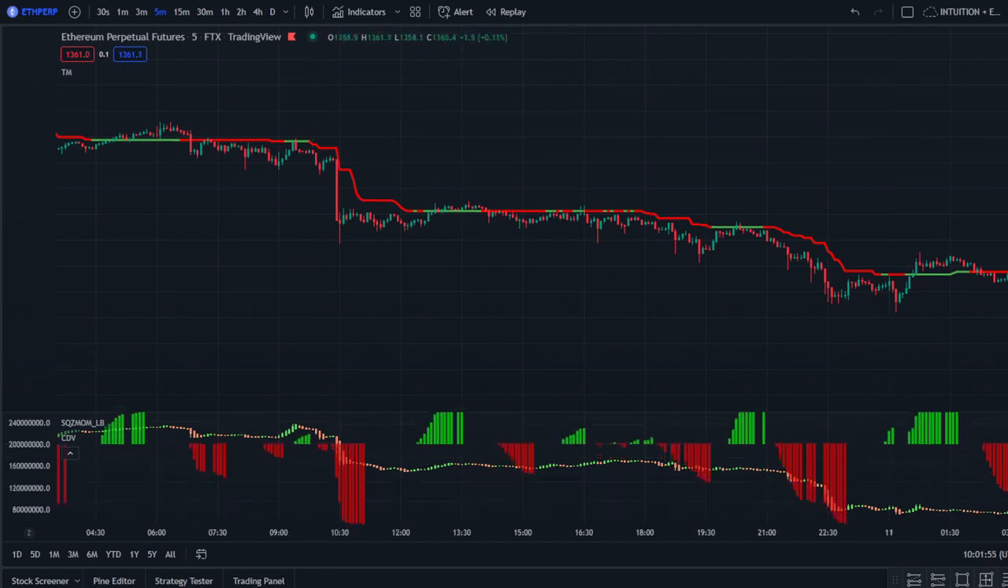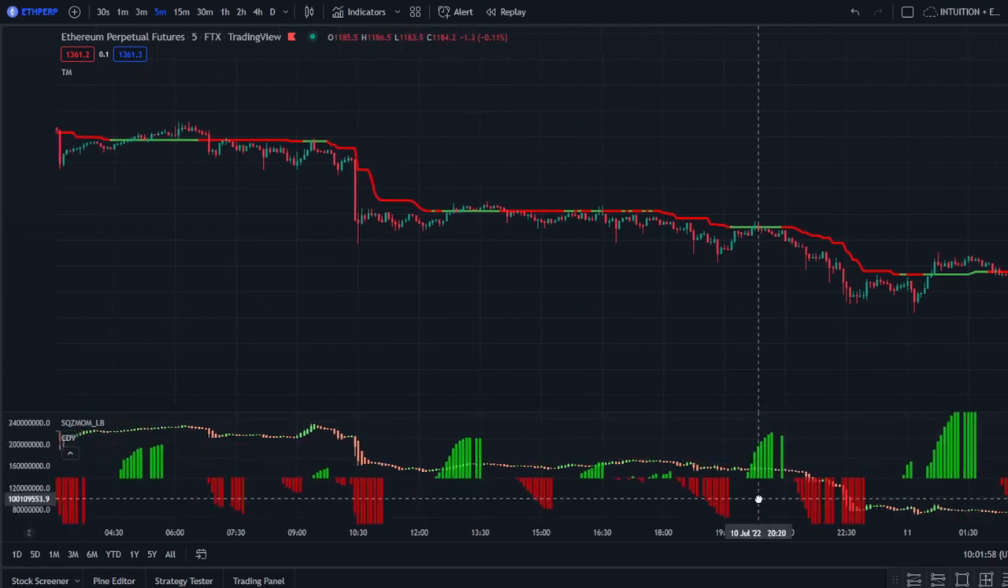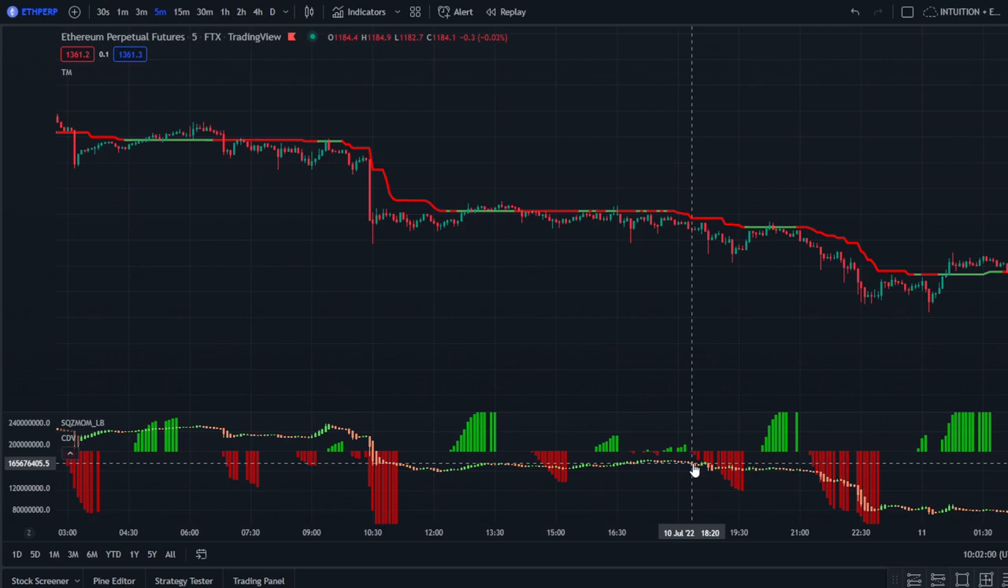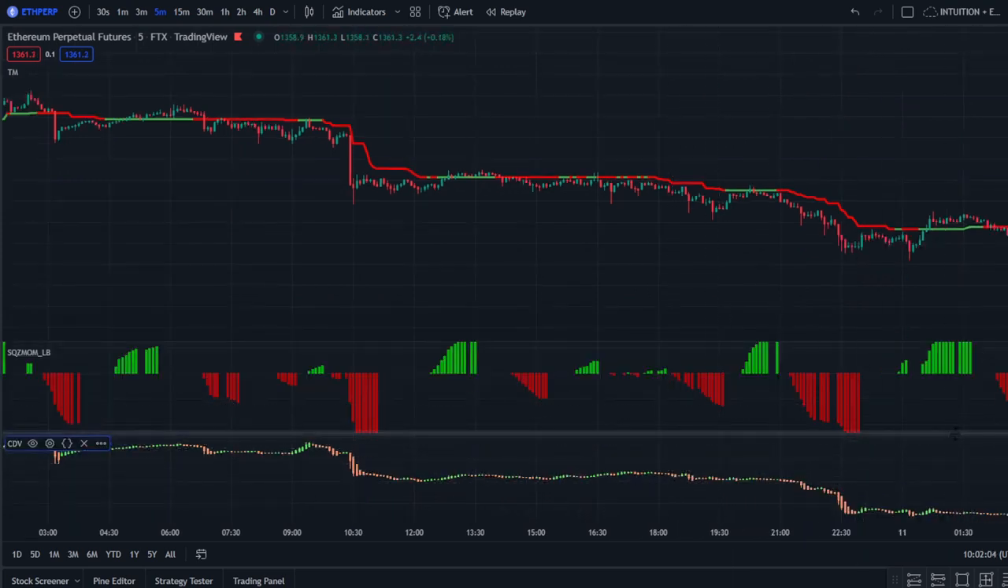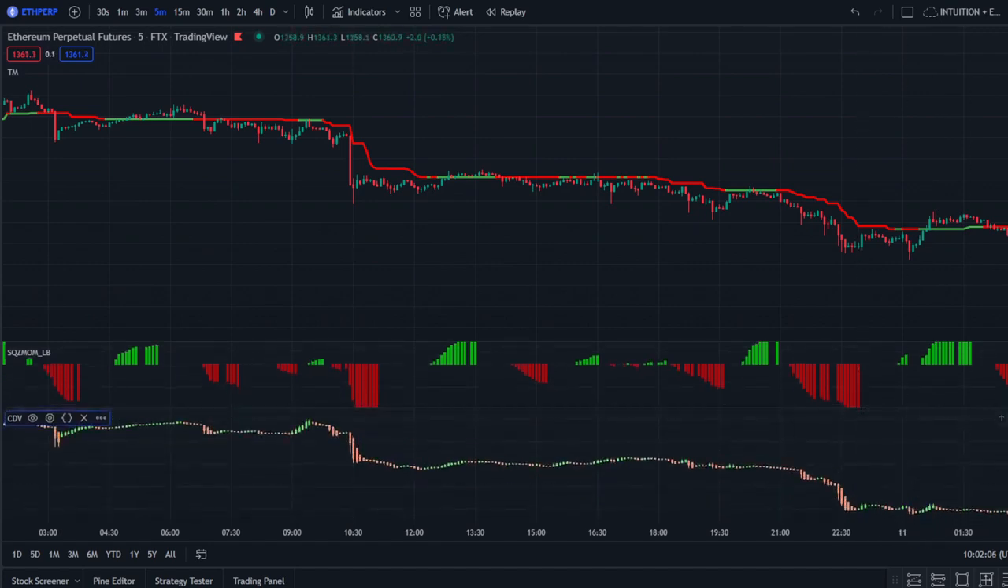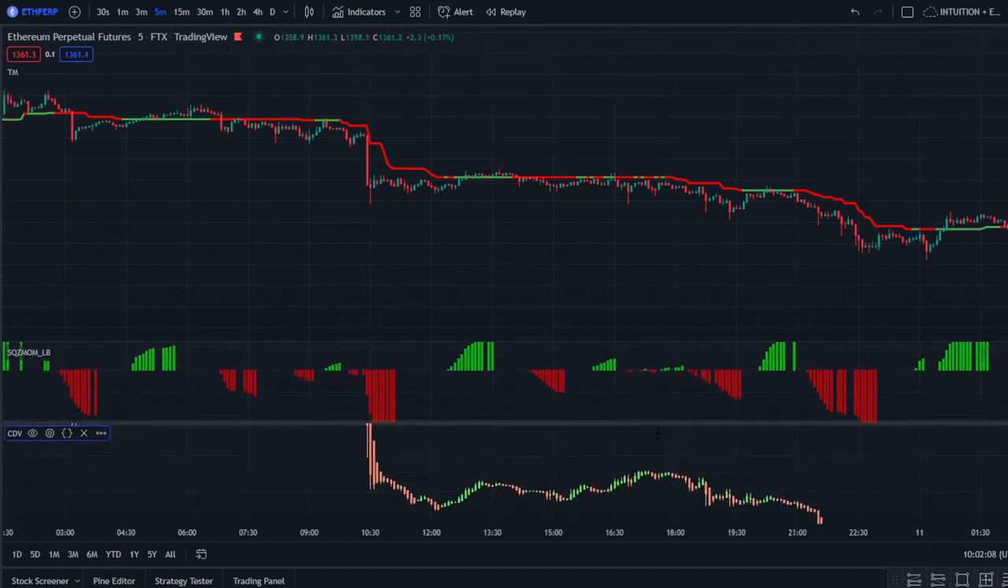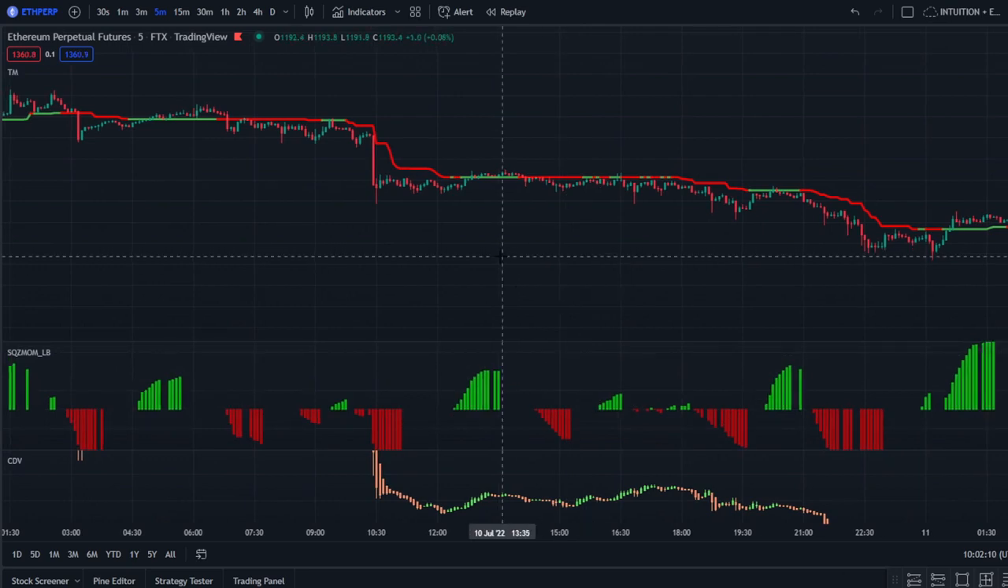It might look a bit messy, but you can just drag it around so you can see it properly, or you can also just separate them, which is what I'm going to do below, so that you can check out both indicators by themselves.